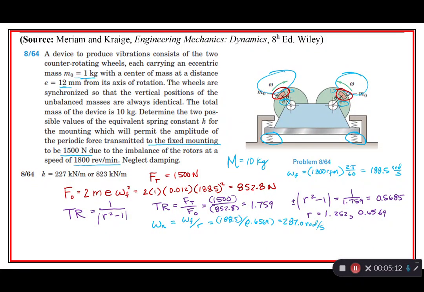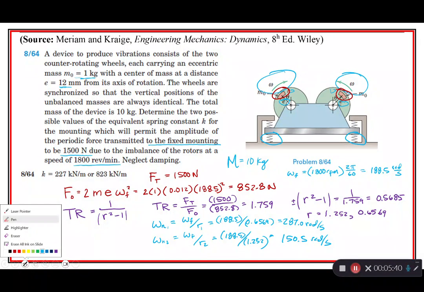radians per second. And then let's call it omega n1, and omega n2 is omega F over R, remember them, 188.5 divided by 1.252, which is 150.5 radians per second. Ran out of space, so I'm going to the next page with purple. I already did purple, man. You've got a purple fascination. You're going to run out of it. See what I did there.